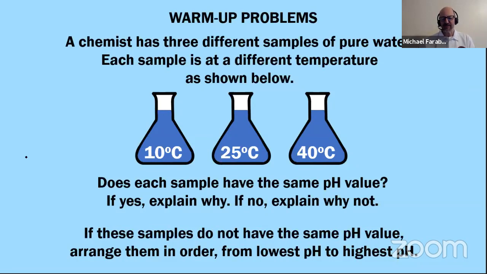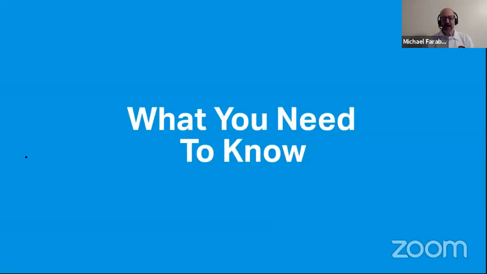But how you arrange them from lowest pH to highest pH, you may not necessarily be able to do at this point. So I'm going to skip the answer to the arrangement for a little bit later in the lesson when we can talk about the specific effect of temperature on Kw. So we'll come back to this question in a moment. What I'm going to do now is to highlight some specific things that you need to know about topic 8.1.